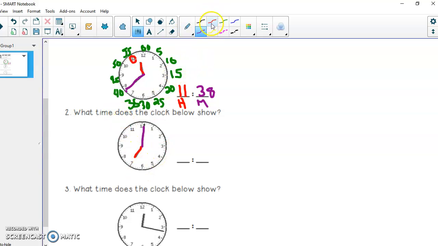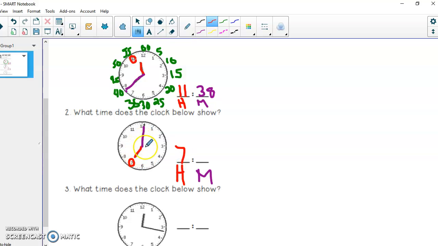So like I said before, the hour goes here and the minute goes right here. Taking a look at the hour, we're going to use the number that it is directly on or in between. That number looks like it might be just slightly past the 7, but we can't go to the 8 because it's not quite there yet. So our hour is 7.